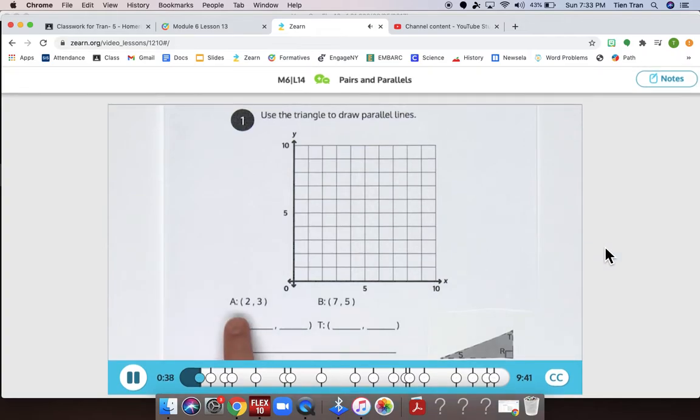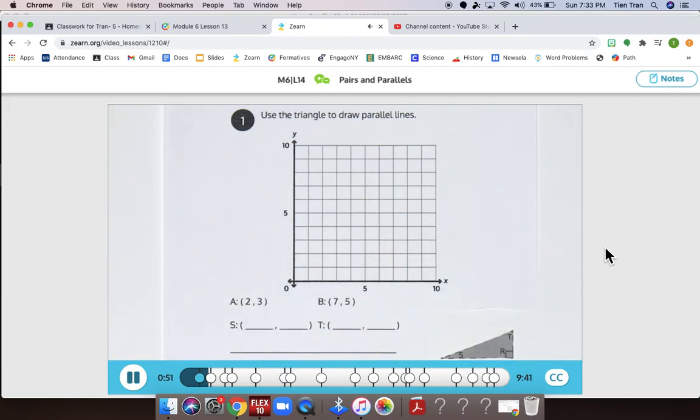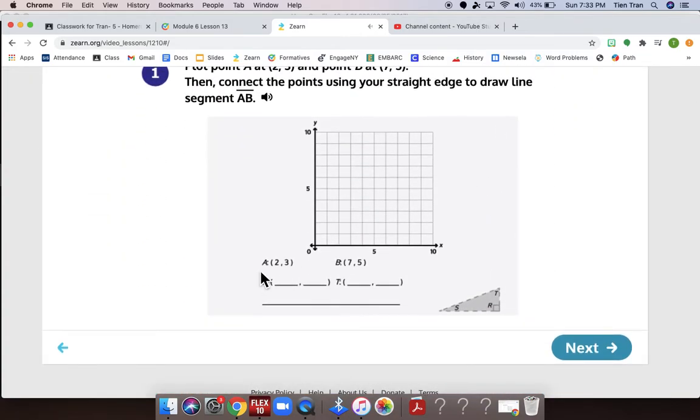Start by plotting point A at 2, 3 and point B at 7, 5 on the coordinate plane. Then connect the points using your straight edge to draw line segment AB. Go ahead. Okay, so what they're asking you to do right now is plot the coordinate 2, 3. So that means I'm going to go over first. I'm going to look at my coordinate plane, and I'm going to see what this coordinate plane is being divided into. I'm counting 1, 2, 3, 4, 5. It's being divided into 5, but there's a number 5. So that means that each point is equal to 1.